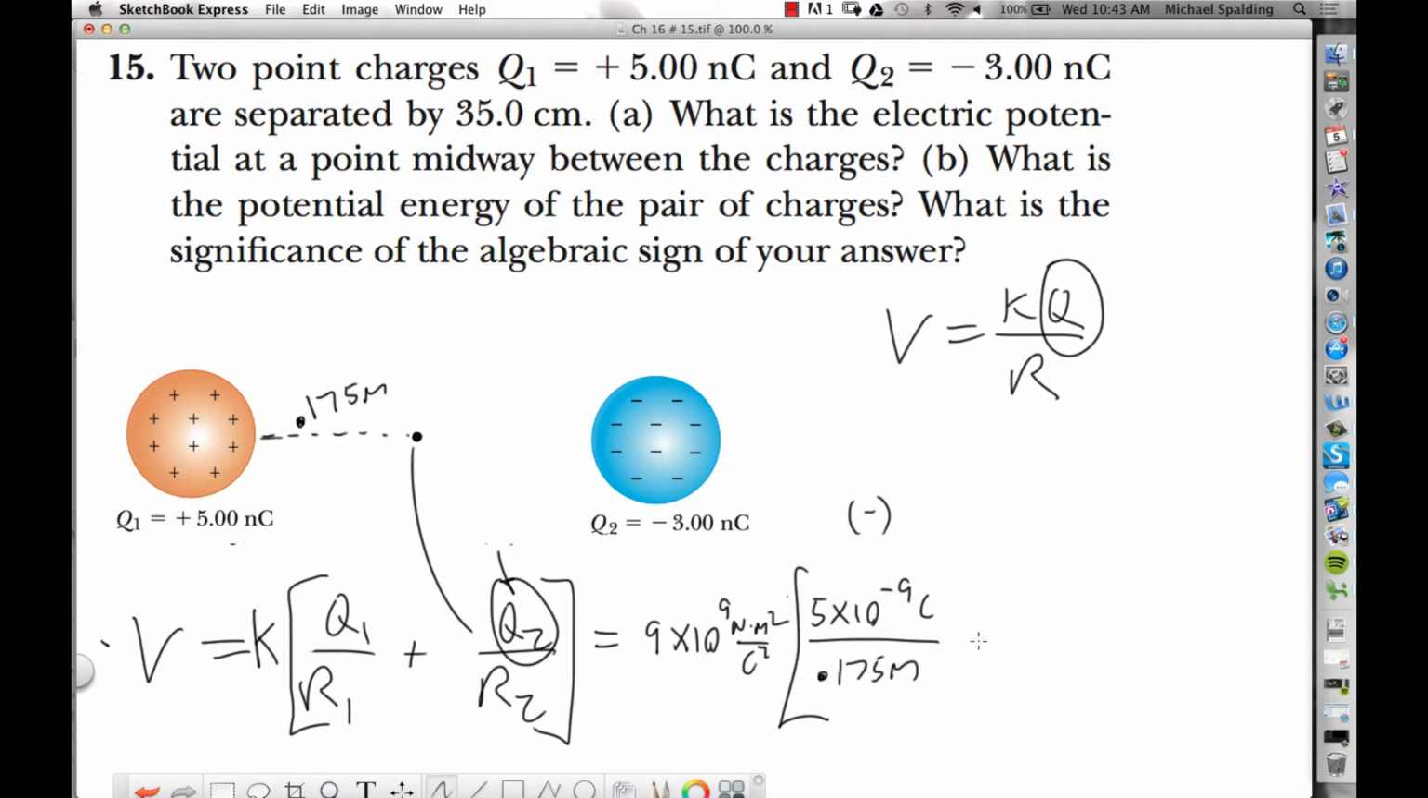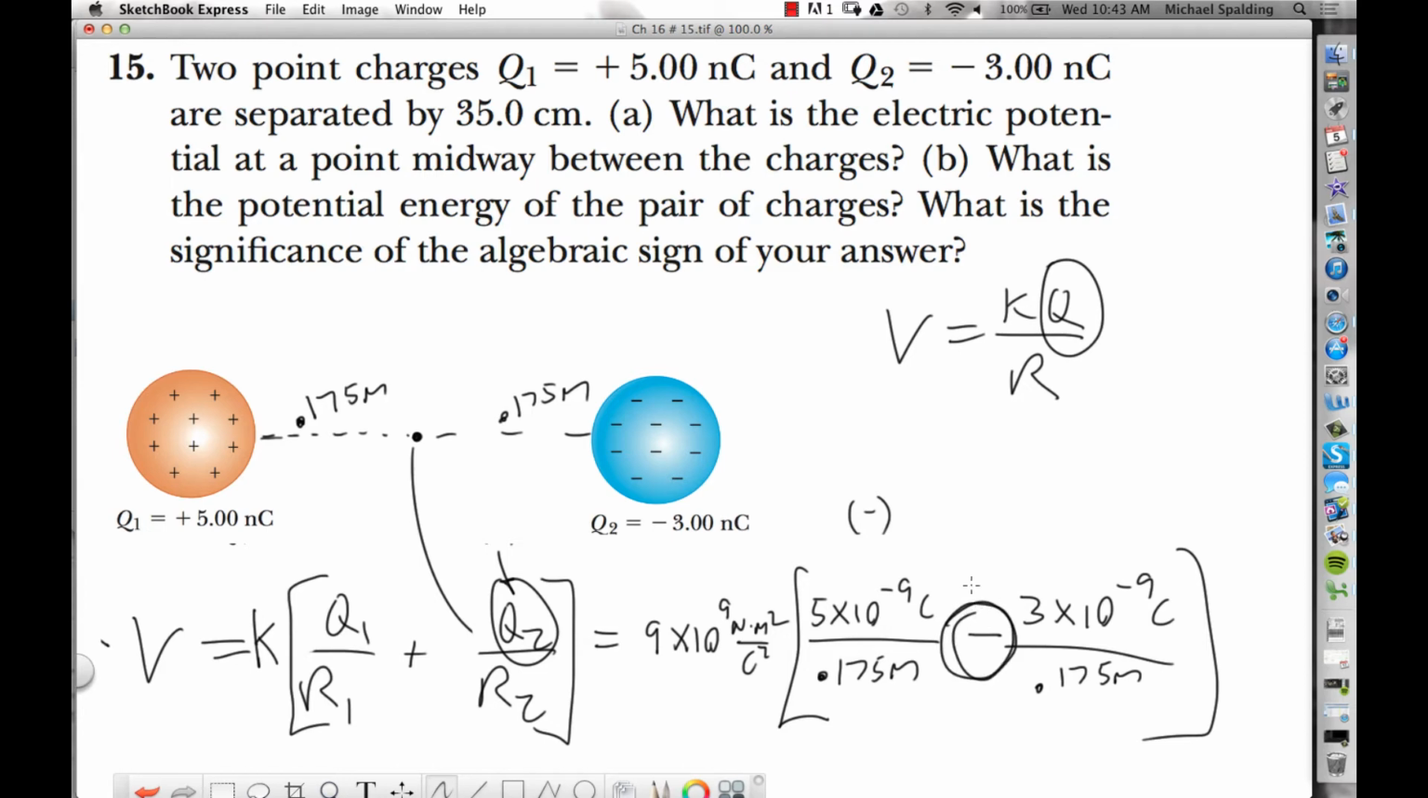Okay, then plus, now this is going to be negative. Let's just put the negative in right here. You guys see what I'm doing? Because this guy's negative, right? So minus 3 times 10 to the negative 9 coulombs. And then this distance here is also 0.175 meters. Okay, has everybody got this negative right here? It's the charge. It's negative. Okay, so the answer comes out. The electric potential at the midpoint is 102.9.